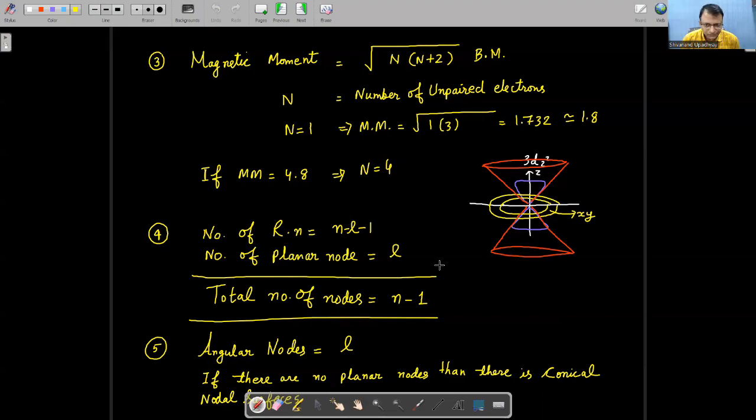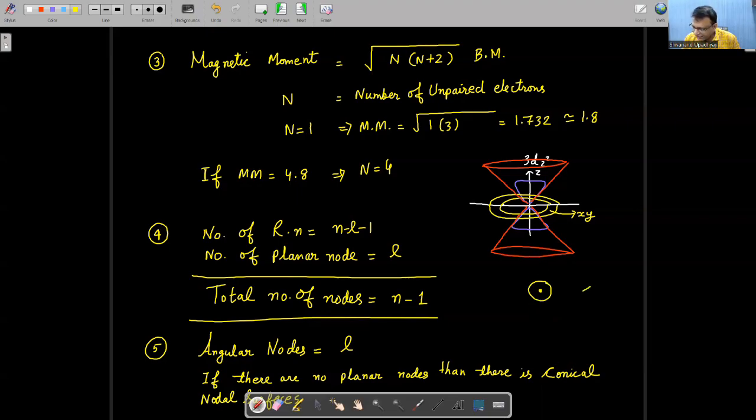Fourth point, number of radial nodes. We have already discussed that radial nodes are the non-zero roots, also known as spherical nodes. So the number of spherical nodes is equal to n minus l minus 1. When we discuss planar nodes for an s orbital, there is no plane where the electrons will not exist in an s orbital. So for an s orbital, there is no planar node.